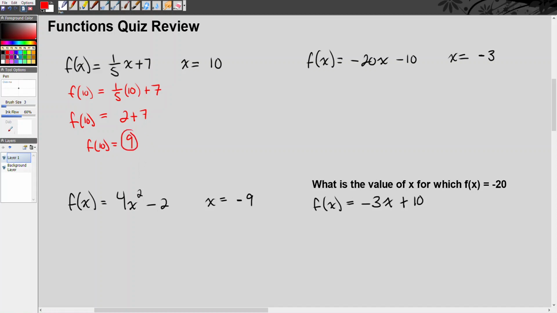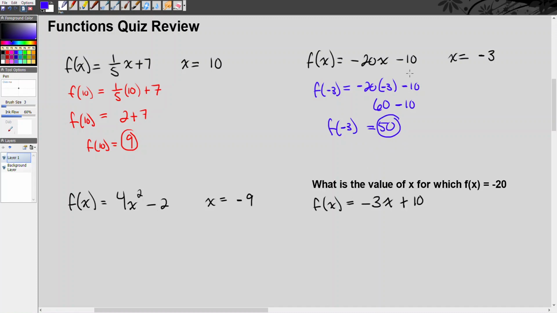All right, next example. Over here to the right. f of x equals negative 20x minus 10 if x is negative 3. So if x is negative 3, this becomes negative 20 times negative 3 minus 10. So then we multiply here. Negative 20 times negative 3, that's positive 60. And 60 minus 10 is 50. So when x is negative 3, f of x is 50.